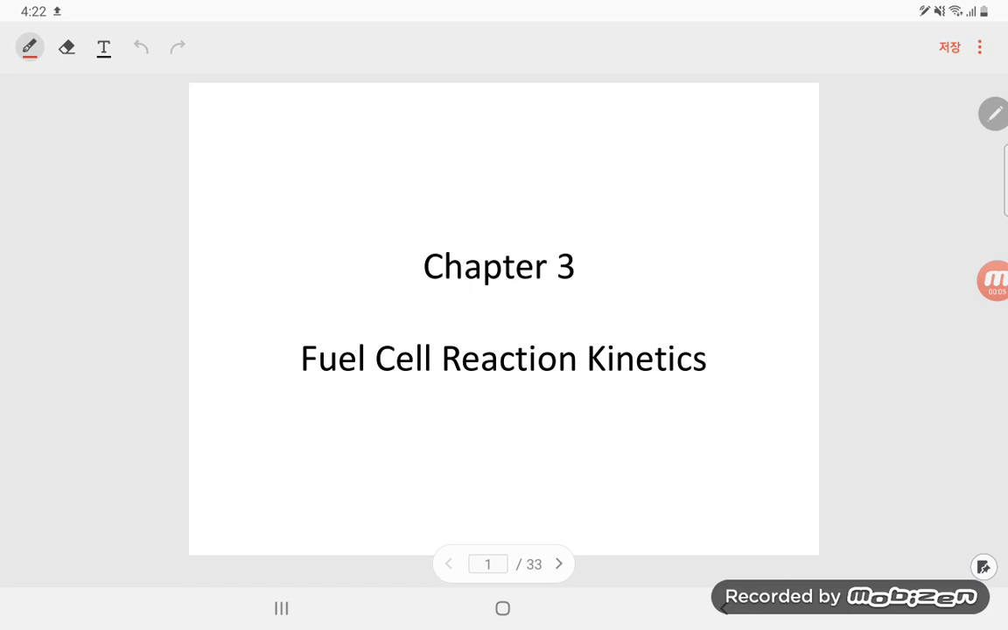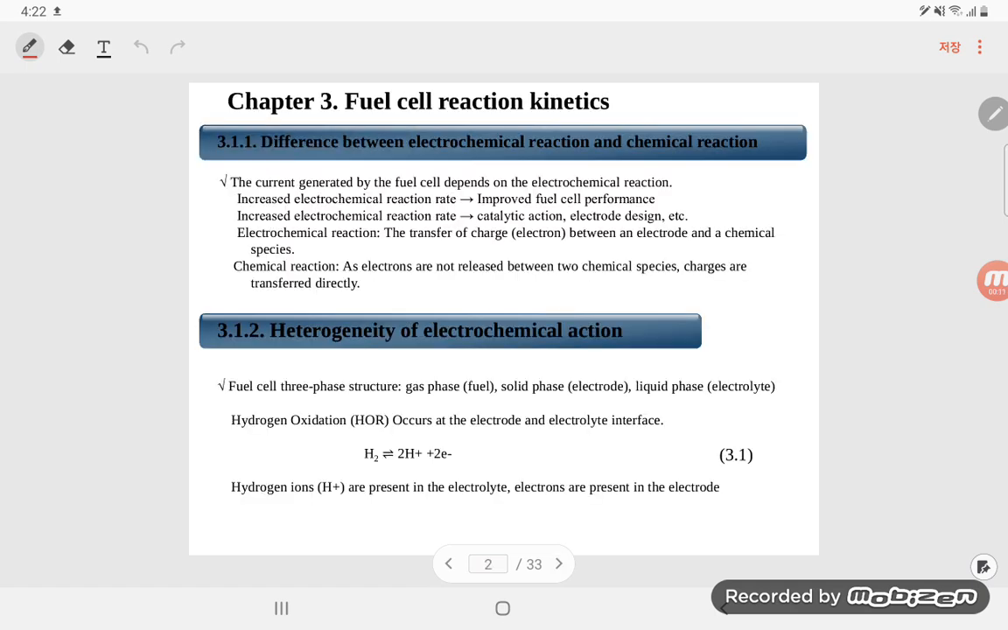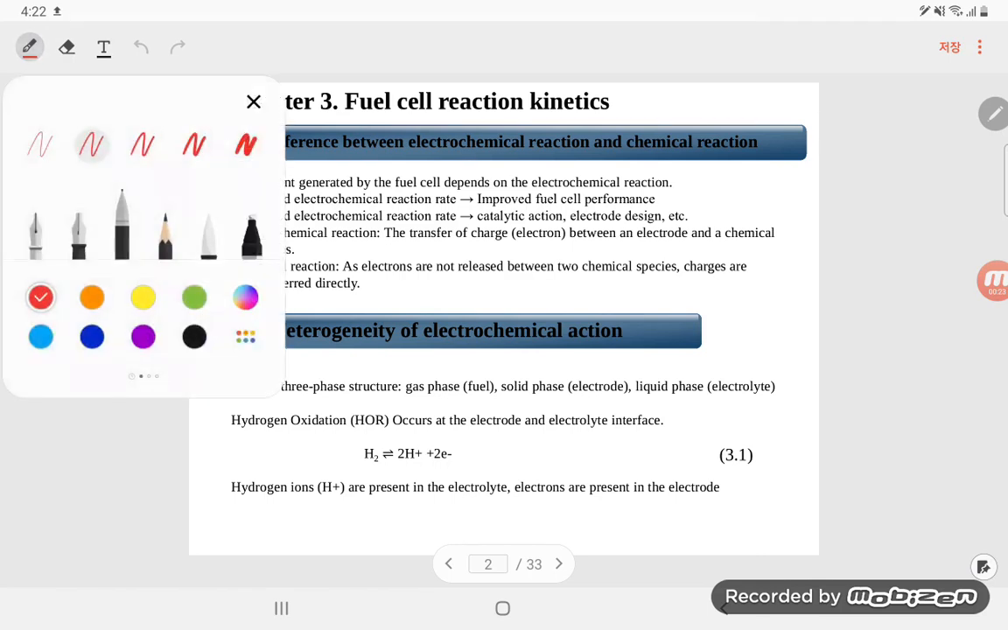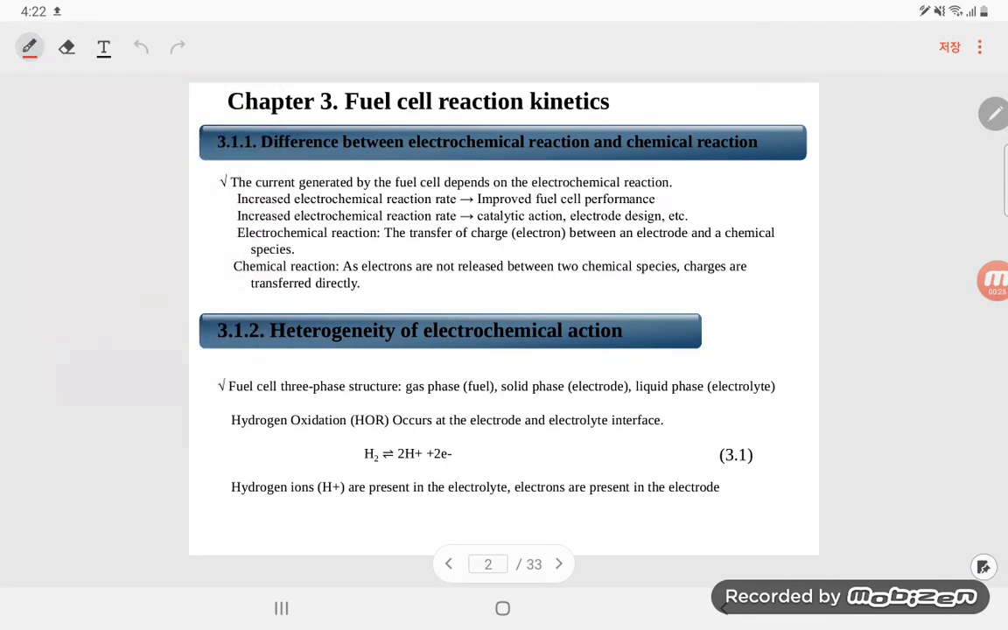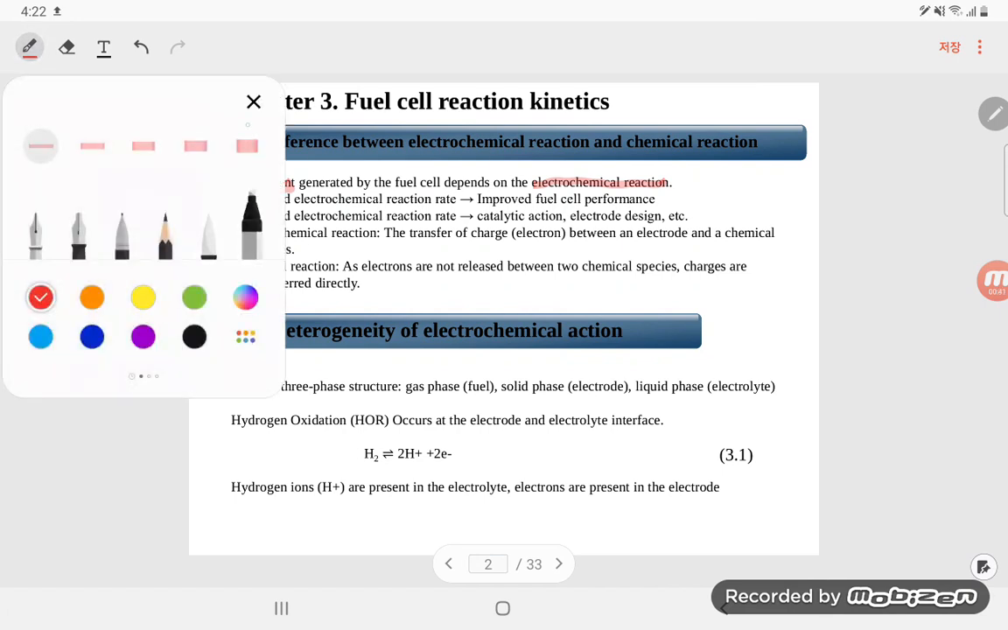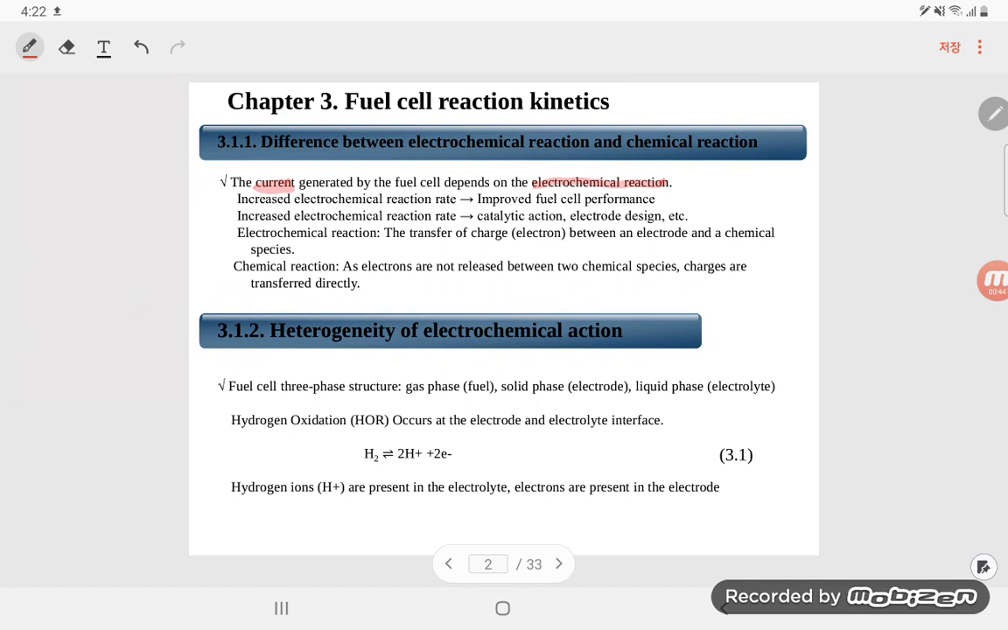Okay, now let's move on to chapter 3, the fuel cell reaction kinetics. In chapter 3, firstly we check the difference between electrochemical reaction and chemical reaction. The current generated by the fuel cell depends on the electrochemical reaction, right? So as the amount of the electrochemical reaction increases, the current will increase. Then how can we increase the current and the electrochemical reaction?